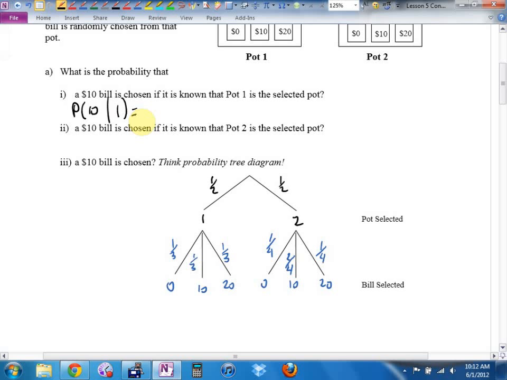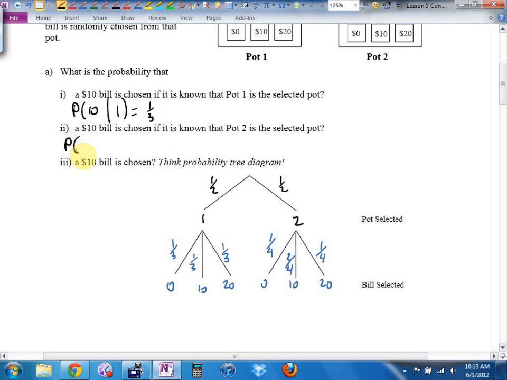This is not an "and" question. It's not saying what's the probability that you got pot 1 followed by and a $10 bill. It's saying, I already told you you got pot 1. Don't worry about it. If you're in pot 1, what's the odds of getting a 10? What did you tell me? 1 out of 3.